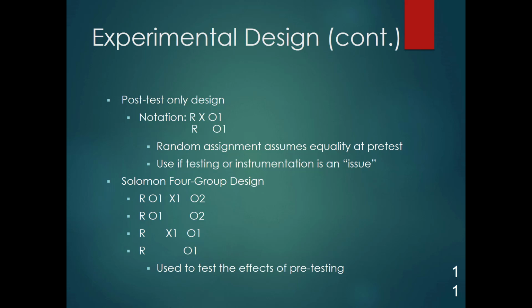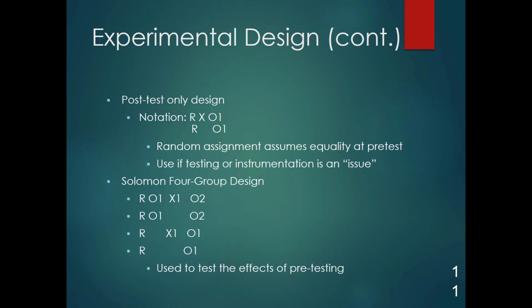The second group is given a pretest and a post-test, but they are not given the educational program, so they don't get the intervention. The third group is given the educational program, which is the intervention, and they're also given a post-test, but no pretest. The fourth group is also only given the post-test. So the fourth group gets the post-test, they don't get a pretest, they don't get the educational program.